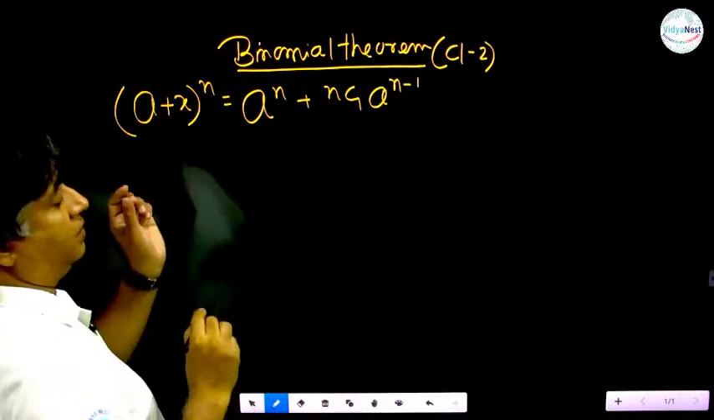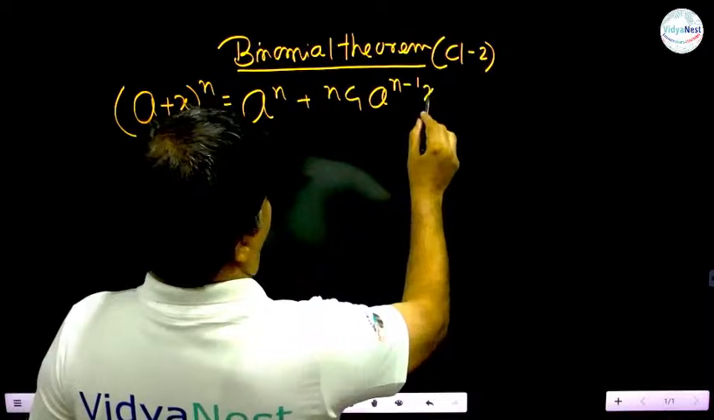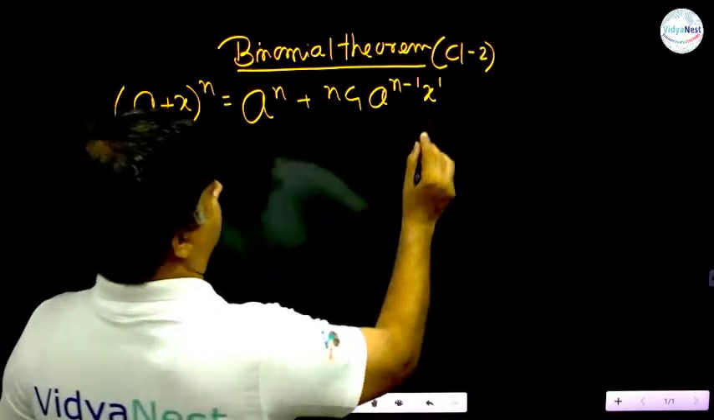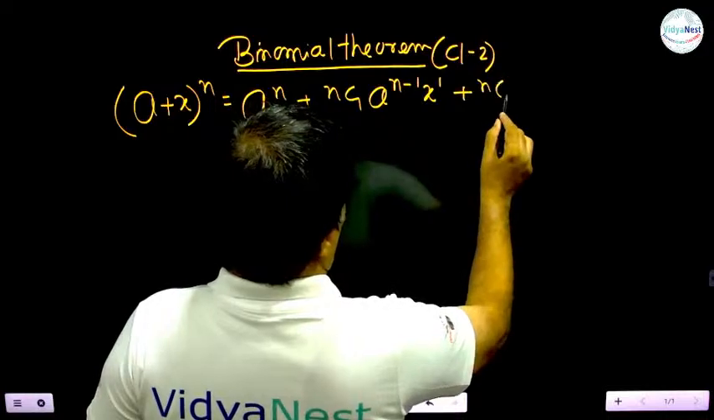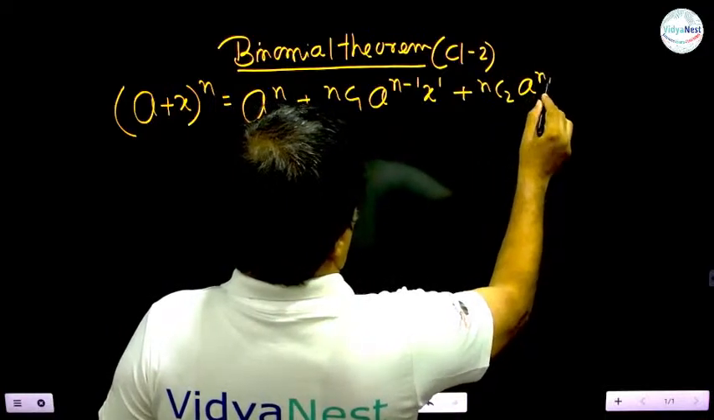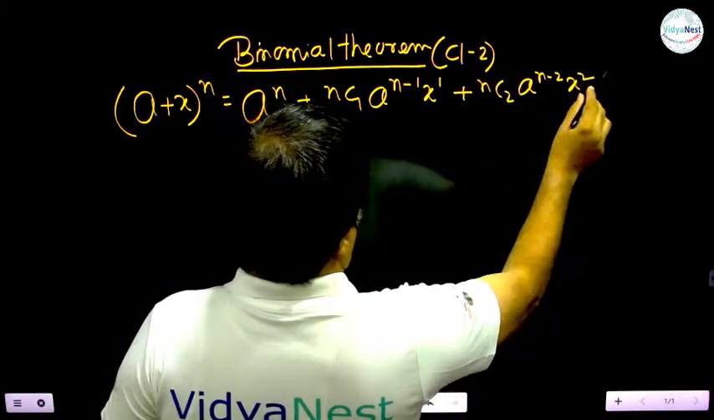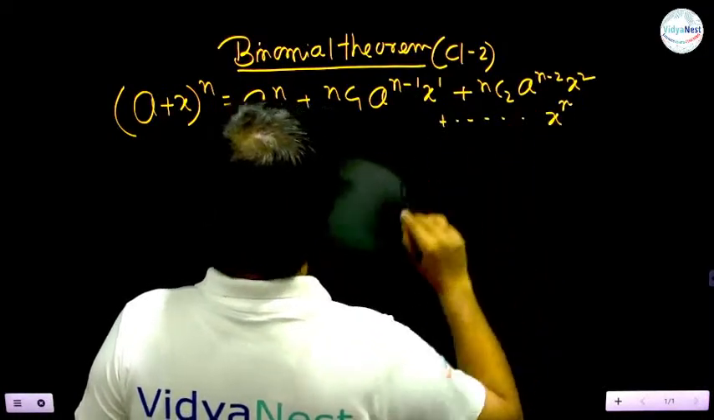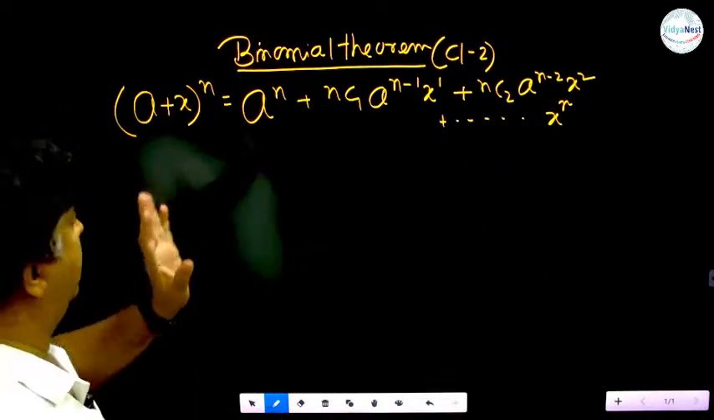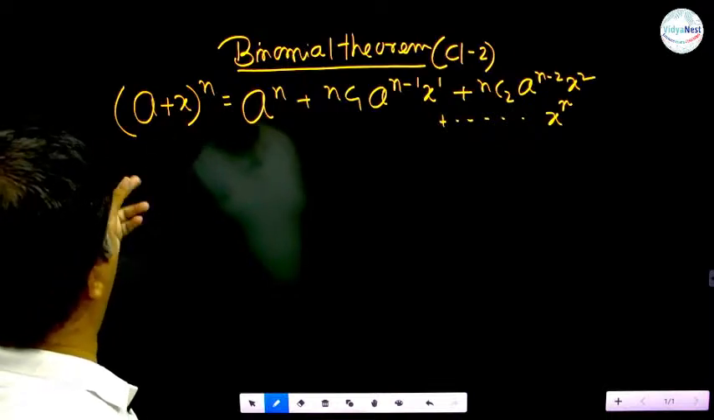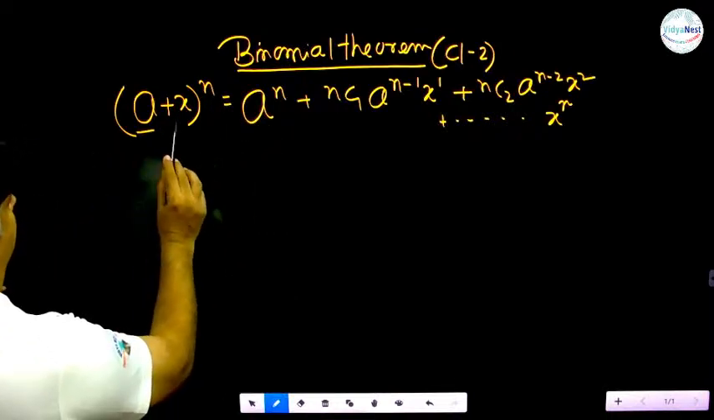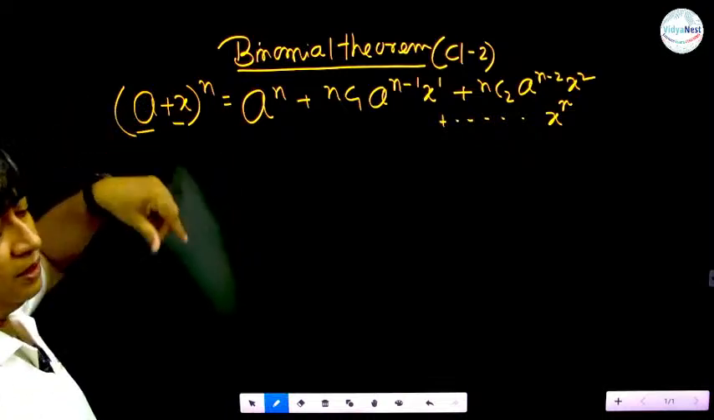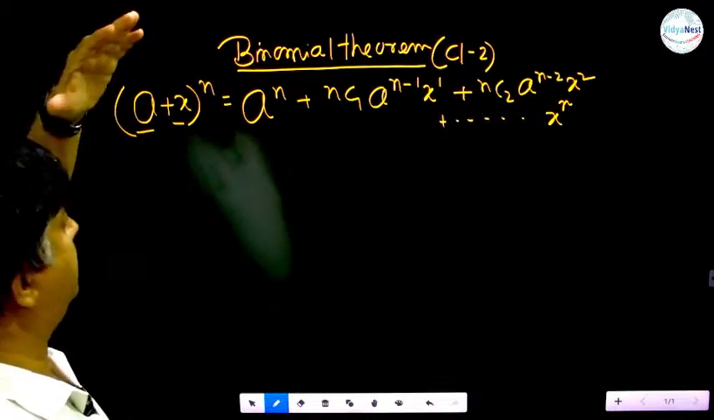N's power is reducing and x's power is increasing. In this way, the series will be expanded and it will terminate at x to the power n. That expansion of binomial, here two terms are involved, that's why it is called binomial. Had this been three terms, then trinomial, and more than three, multinomial.